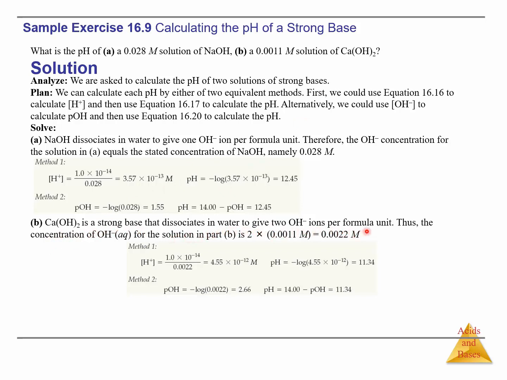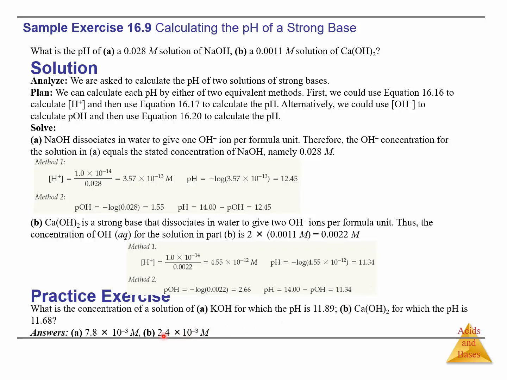which is 12.45. Now for B here, Ca(OH)2 is a strong base that dissociates in water to give 2 OH- ions per formula unit. Thus, the concentration of OH- for the solution in part B is twice the molar concentration of the base, and this equals 0.0022 molar. Then again, H+ can be found the same way as before, and we determine pH. Or the second method, we find pOH for this value and then subtract it from 14 to get the pH of 11.34. Again, you can solve the practice exercise by yourself, and here you get the answers and check them for yourself.